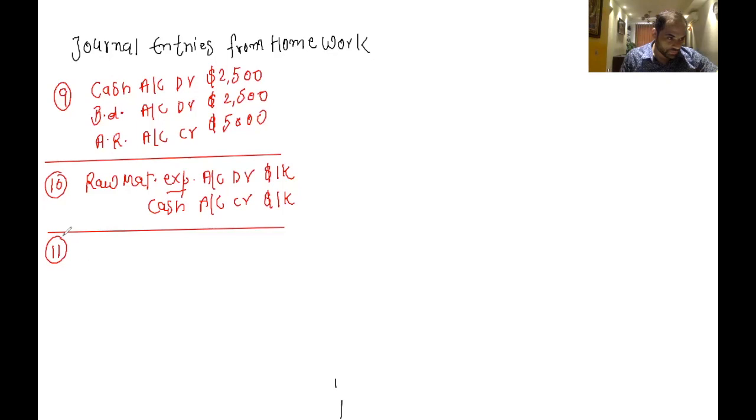Number 11. Number 11 is the company sold 1,000 shares at $12 each, where par value is $10 each. Can you tell me, did I teach you share premium last time in equity? Right? Okay. So I repeat, number 11, the company sells 1,000 shares at $12 per share, where par value is $10 each. What is the journal entry?